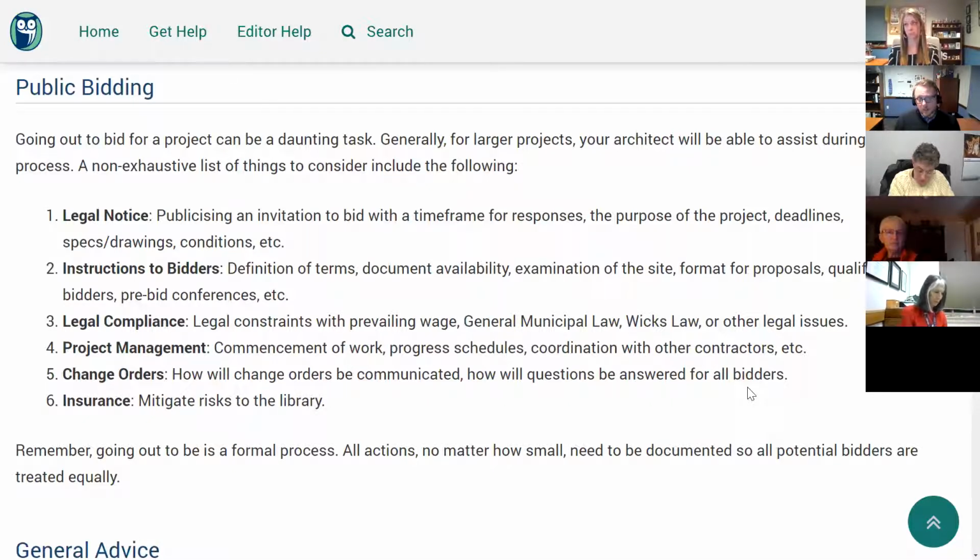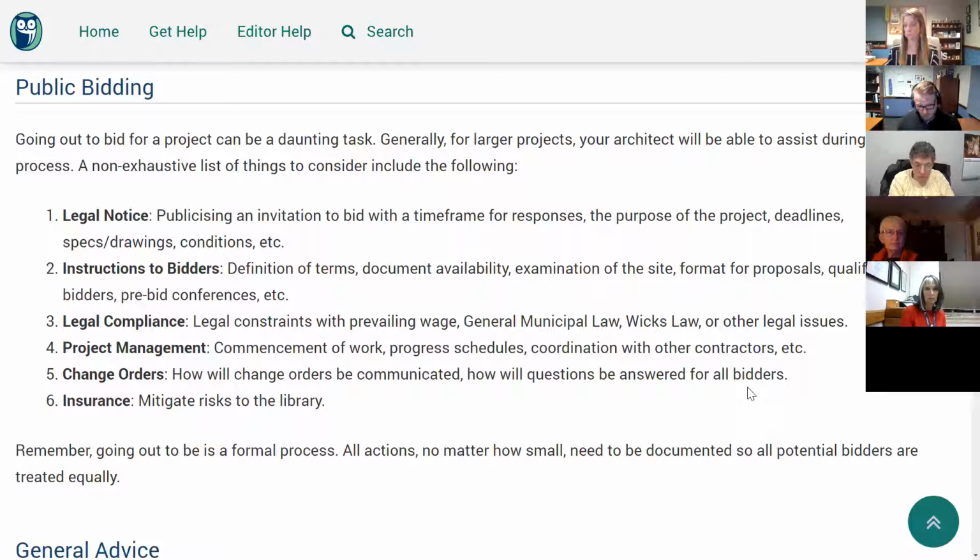So it could be defining terms, making sure that all the bid documents are available, having them take a look at the site, having pre-bid conferences with people so they have an opportunity to do a walk around. Typically in there, they're going to ask questions. You should know all the questions and then answer those for everybody. Again, you want to make sure that everybody's treated fairly through the process.